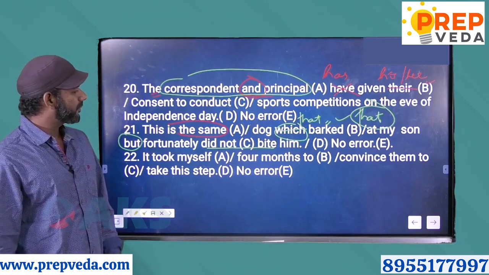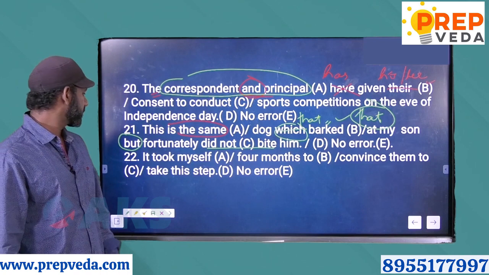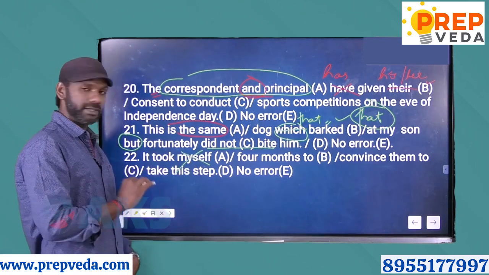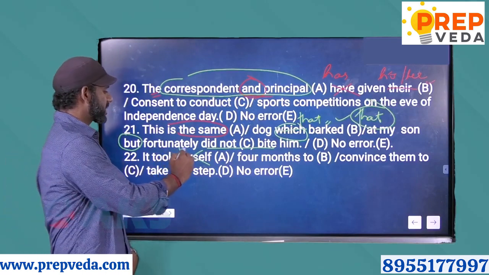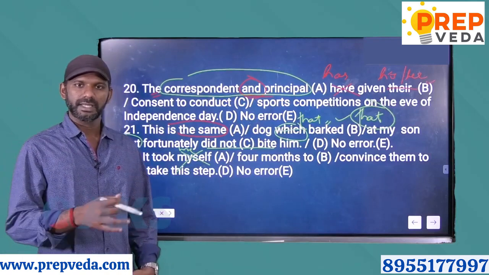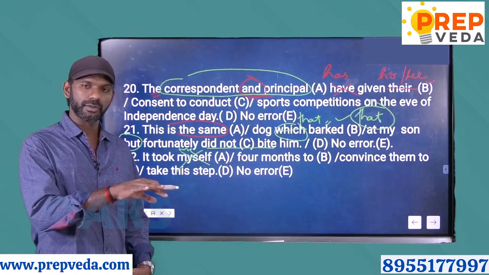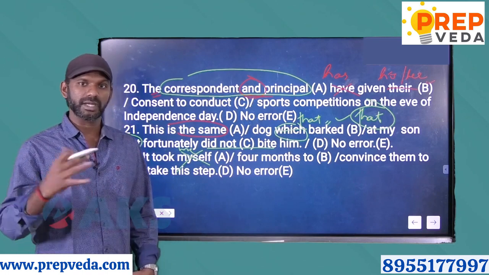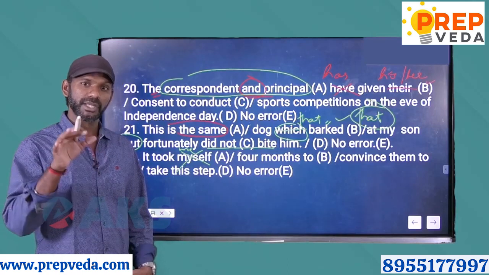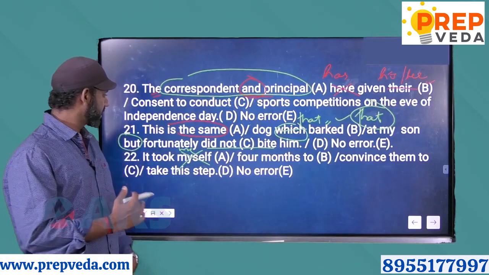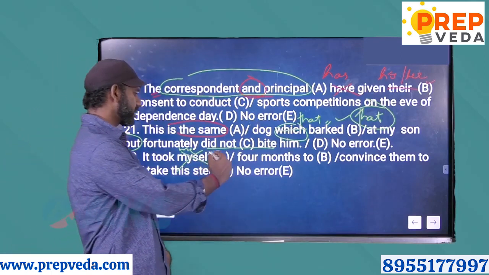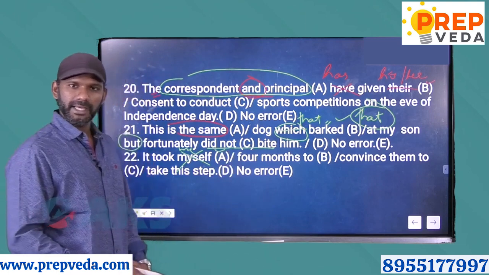It took myself 4 months to convince them to take this step. "It took myself" is a wrong usage. It must be, it took me 4 months to convince them to take this step. Right? It took me 4 months, it took him 4 months, it took her 4 months, it took us 4 months, it took them 4 months, it took you 4 months, etc. So the error in this statement is in part A. Getting it?